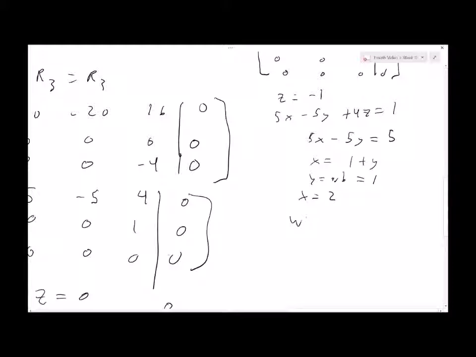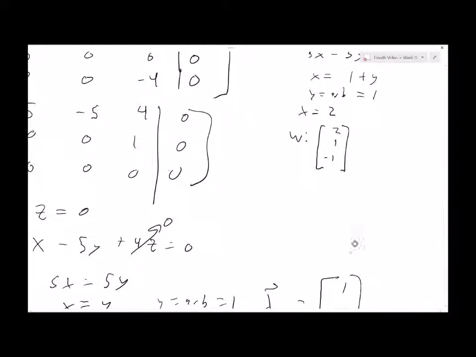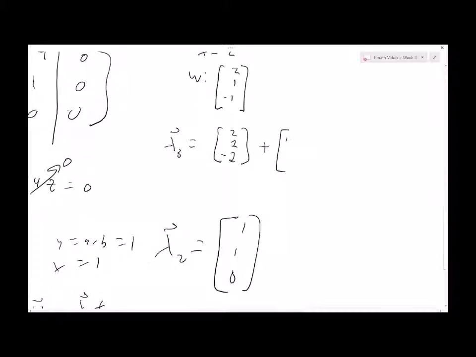So w is not eigenvector 3, this is w. It's going to be 2, 1, 1, negative 1. And so that means eigenvector 3 is going to be 2, 1, negative 1, plus your eigenvector 2, which was 1, 1, 0 times 2.